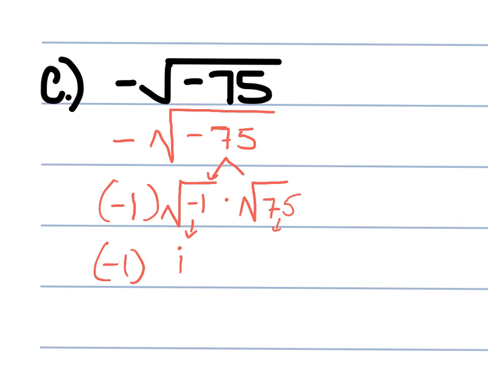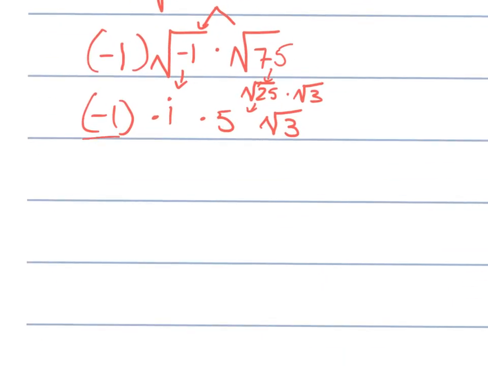Okay, so how'd you get there? Let's break it down into the square root of 25 times the square root of 3. What's the square root of 25? Okay, now we have to put this all together. So we get -1 times 5 is -5. Then i times the square root of 3.